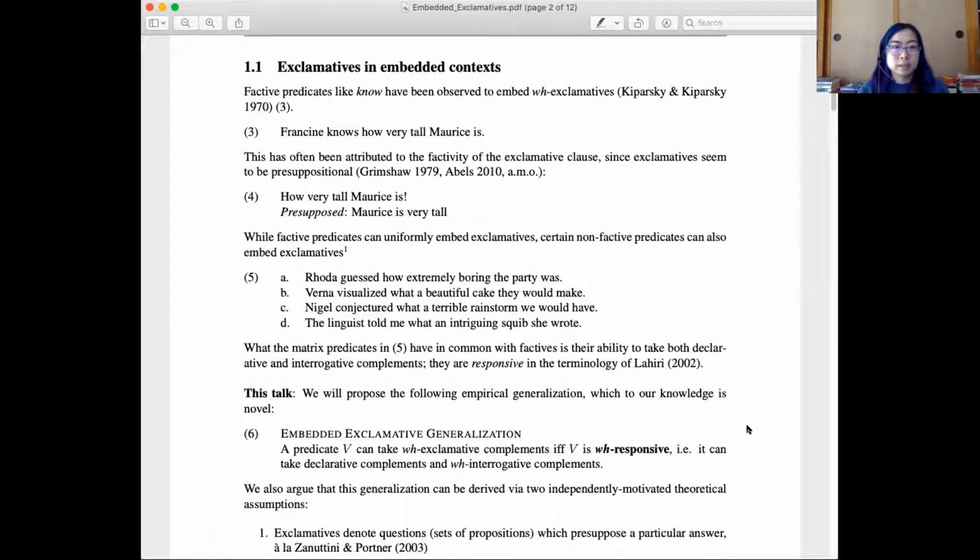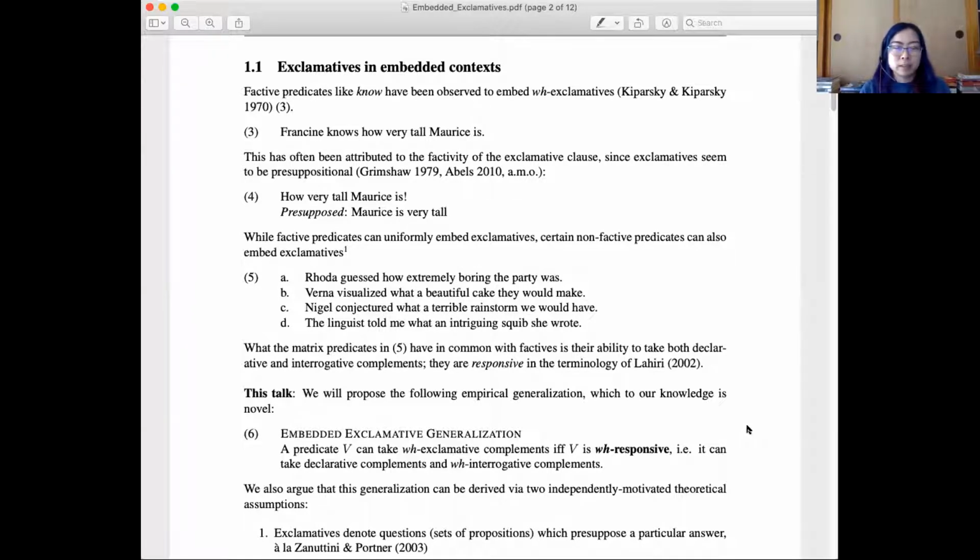So factive predicates like know have been observed to embed WH exclamatives, as in Francine knows how very tall Maurice is. And this has often been attributed to the factivity of the exclamative clause, since exclamatives seem to be presuppositional. For instance, how very tall Maurice is seems to presuppose that Maurice is in fact very tall.